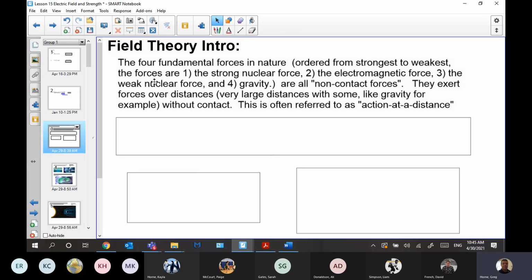So when you're looking at a field, I want to just describe how this is thought of, right? So the four fundamental forces in nature that you've heard of before, right? The strong force, the electromagnetic force, the weak nuclear force, and the gravity force. That's in order of strength, by the way. Strongest one is the strong, weakest one is gravity.